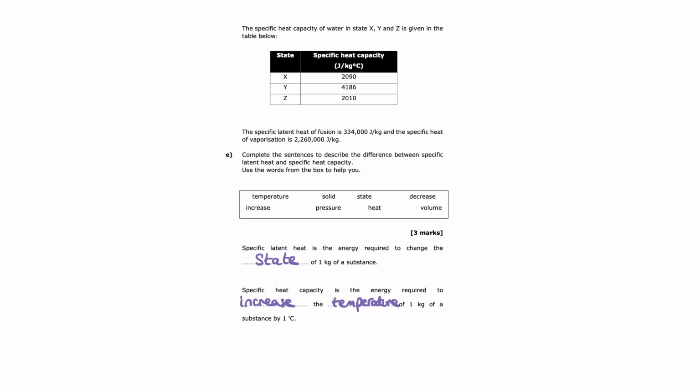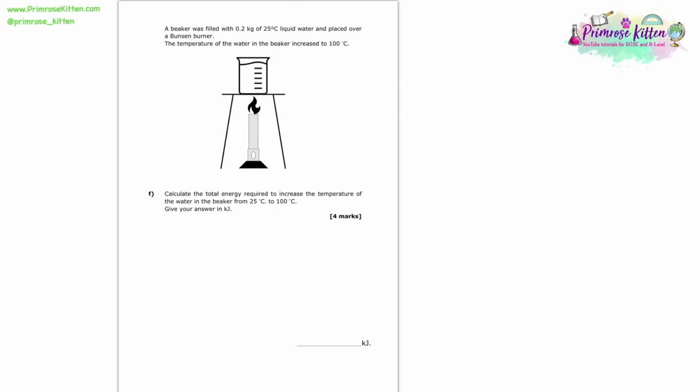by 1 degree C. So if you're not already familiar with that definition, then this is your opportunity to make some notes on it and then get it when it comes up in your exam. The beaker was filled with 0.2 kilograms of 25 degree liquid water and placed over a Bunsen burner. The temperature of the water in the beaker increased to 100 degrees C. Here we're asked to calculate the total energy required to increase the temperature of the water in the beaker from 25 degrees C to 100 degrees C. And we're asked to give our answer in kilojoules.